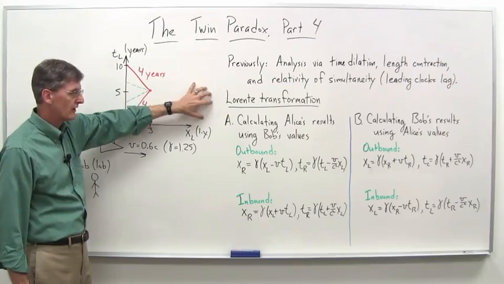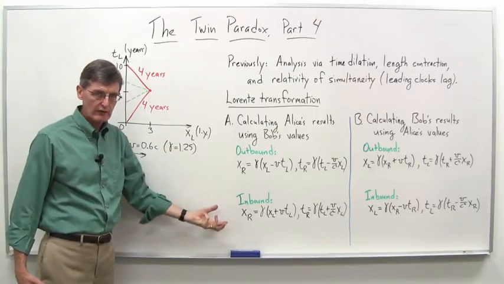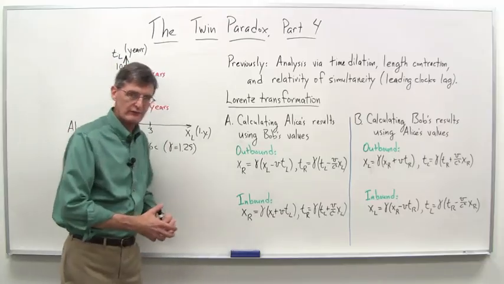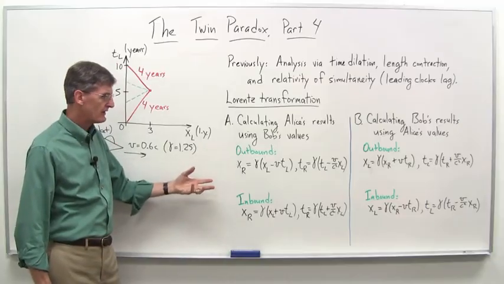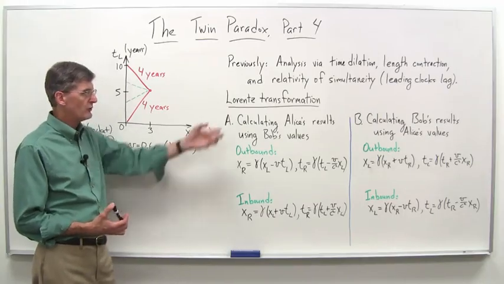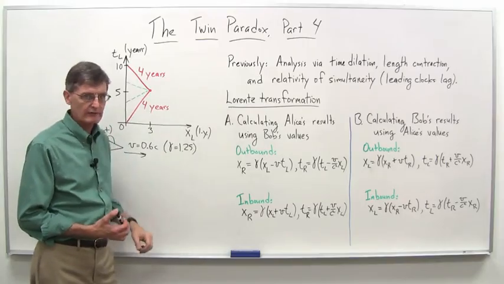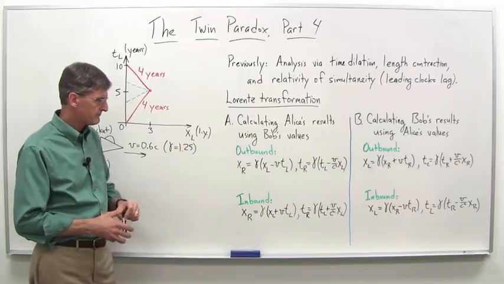What we want to show is that you can get the same numbers using the Lorentz transformation, perhaps a little faster as well. The downside is, first of all, you've got to use the correct versions of the formulas, so you've got to be careful about that. But the downside is you don't get as much feel for what's going on as you do when you break it down via time dilation, length contraction, and leading clock's lag, the relativity of simultaneity. But I do want to show that you can do this.